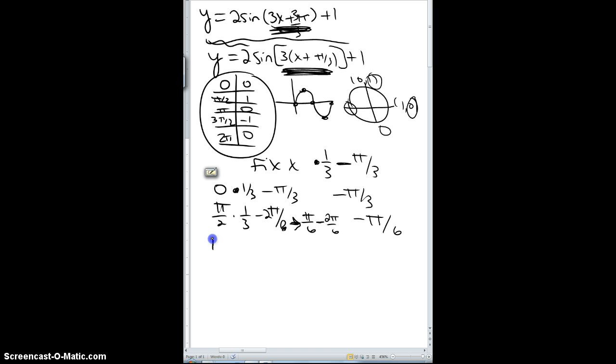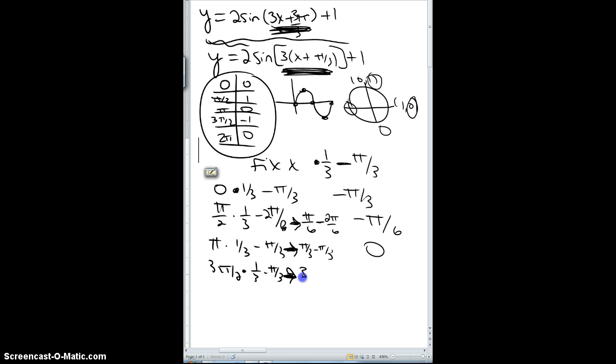All right, my next one is pi. So times 1/3 minus pi over 3. So pi over 3, obviously minus pi over 3 will end up giving me a 0. The next one is 3 pi over 2. Take it times 1/3 minus pi over 3. That ends up being what? 3 pi. These would cancel, so I end up getting pi over 2, but I need a common denominator anyway, so I'll just stick with 6.